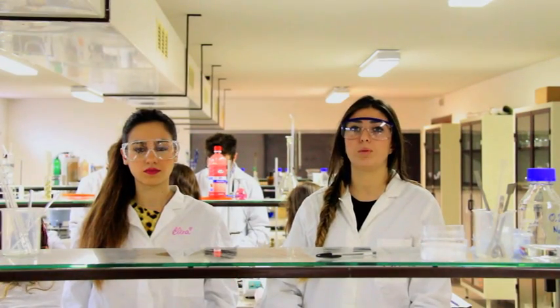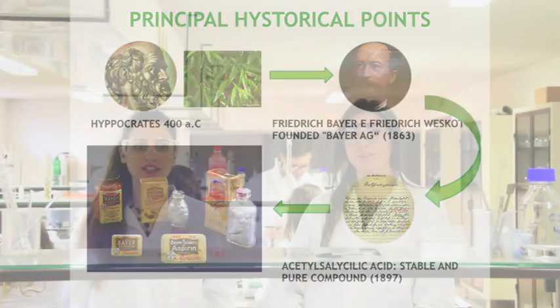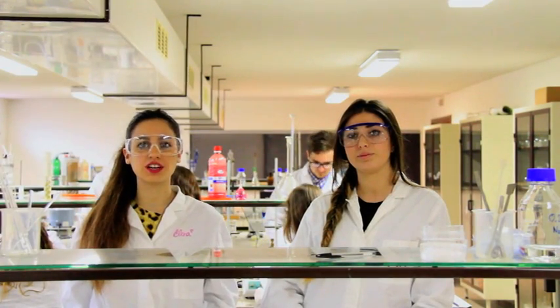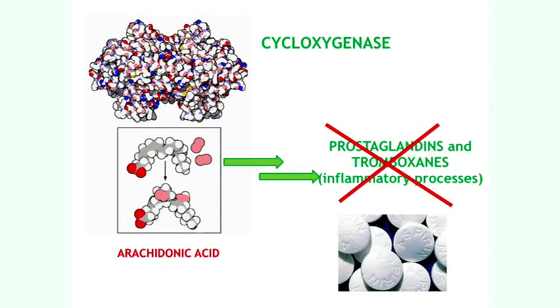Hippocrates observed the analgesic property of lymph from the cortex of the sallow tree. Its herbal tea was used as a painkiller in the medieval period. After several studies, it was at the end of the 1800s that aspirin was synthesized by a small company named Bayer. The analgesic action of the non-steroidal anti-inflammatory drug is linked to the inhibition of cyclooxygenase. It is an enzyme involved in the synthesis of prostaglandins and thromboxanes that are linked to inflammatory processes.